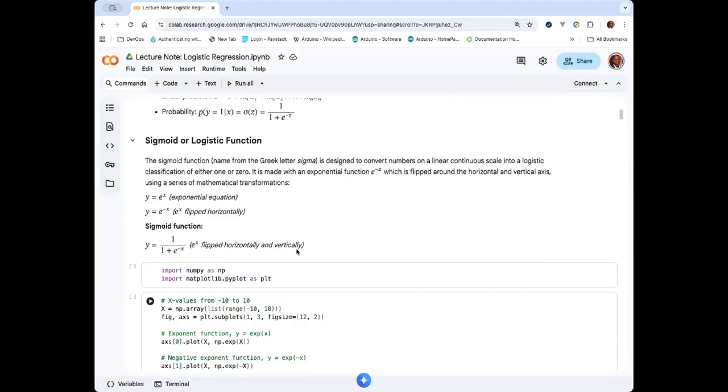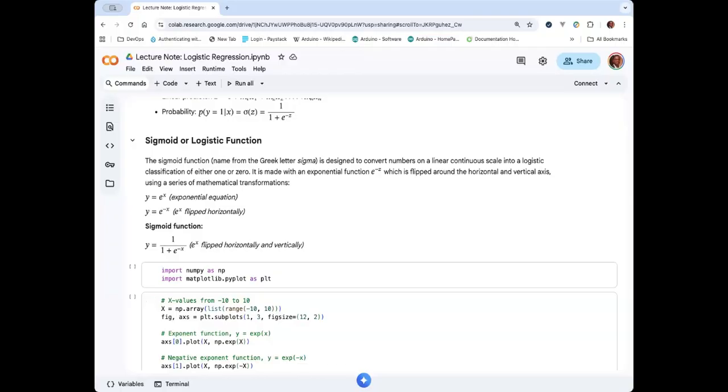Sigmoid comes from the Greek letter sigma. It converts numbers on a linear continuous scale into a probability that is used for logistic classification, which, based on the probability and the threshold, you can classify it either as 1 or 0, true or false, and so on. So it's made up with the exponential function e raised to power z, which is the original exponent function, right?